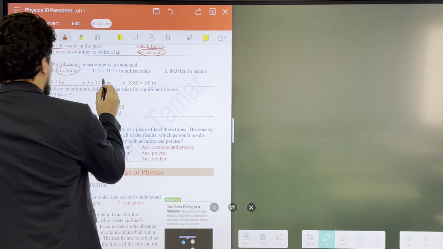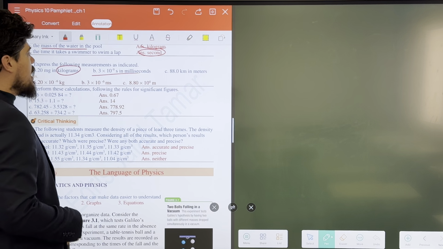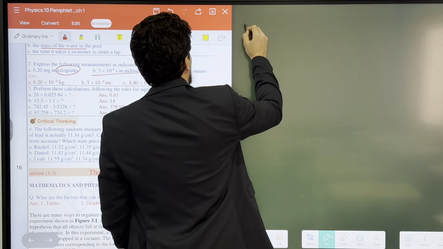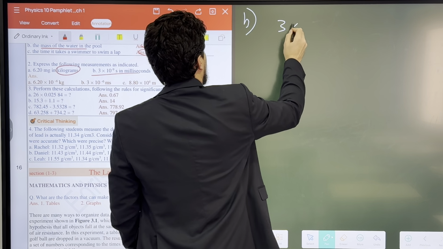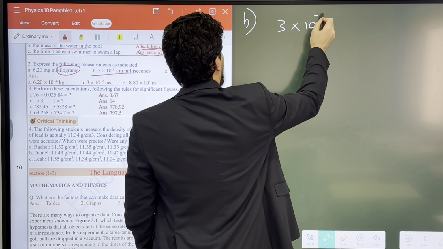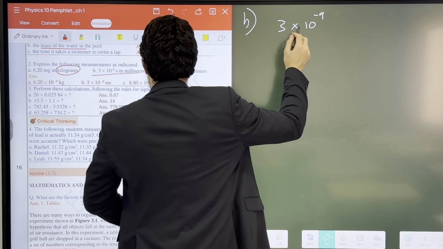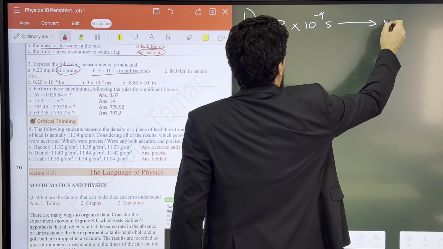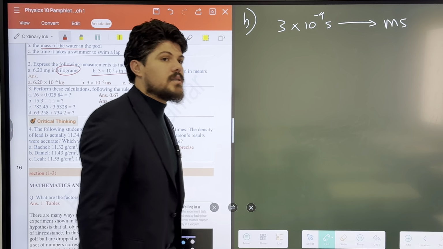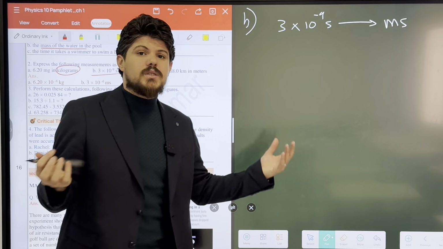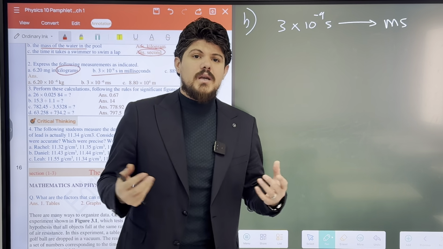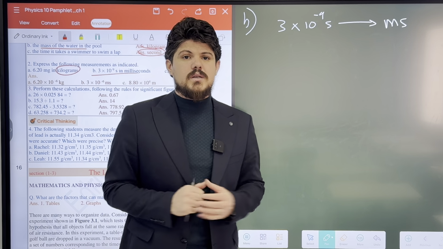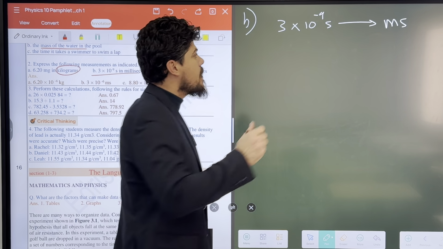The second one, B, 3 times 10 power negative 9 second to millisecond. What do you mean by ms? Millisecond. How many prefixes do we have? One. In the case if we have one prefix, it's very easy. We have to solve in one step.